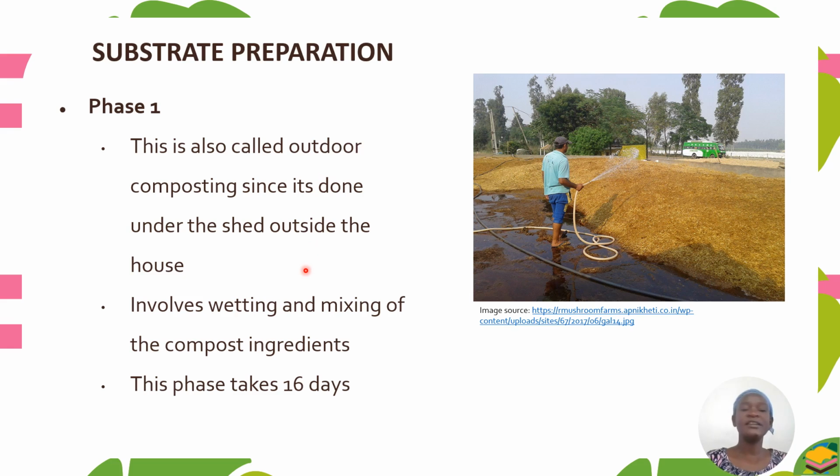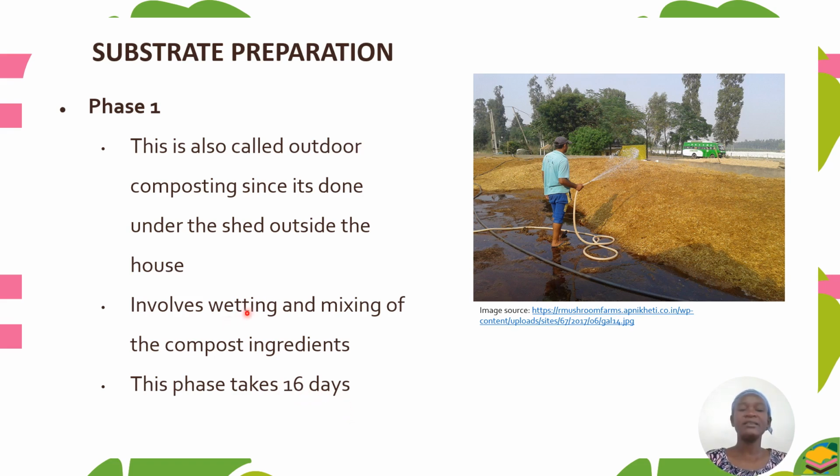Remember, we have listed several ingredients or examples of substrates which we use where we can grow our mushroom. Those substrates are mixed all together. So we mix one substrate after another. As we are mixing those substrates, we also apply some water, and this whole process will take place within 16 days.